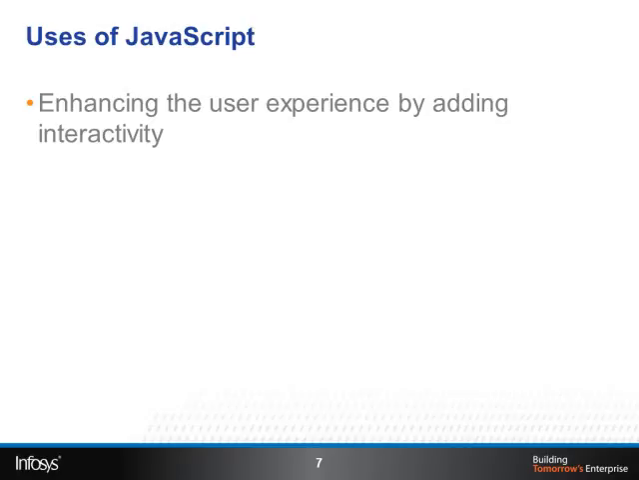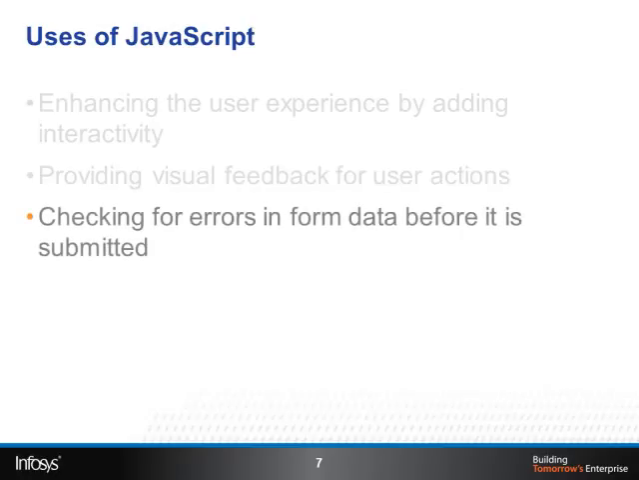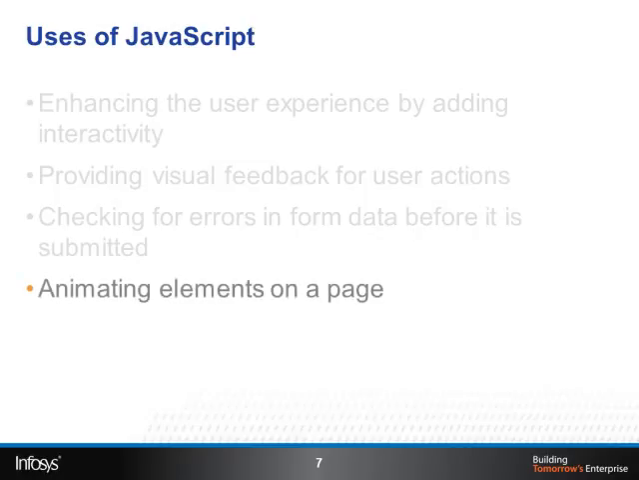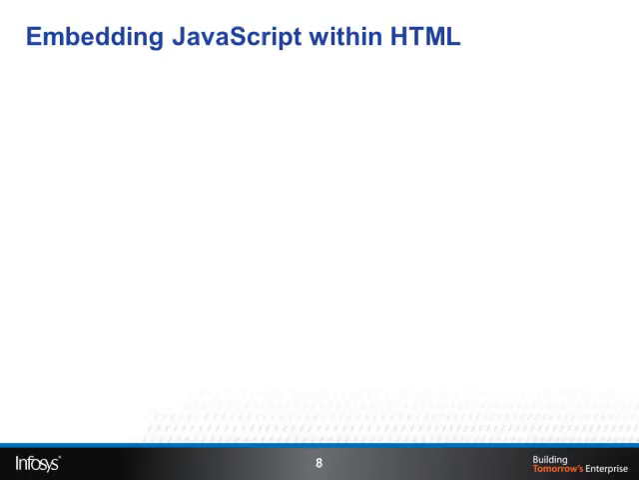JavaScript has many uses in web applications. It is primarily used to enhance user experience by adding interactivity. It can be used to provide visual feedback for certain key user actions. It also helps in checking for errors in form data before it is submitted, enabling the errors to be rectified on the client side. It is sometimes useful to animate certain key elements on a page, which is made possible by JavaScript. Considering that browsers may have some non-standard features, JavaScript can be used for customizing a page based on the user's browser type and version.